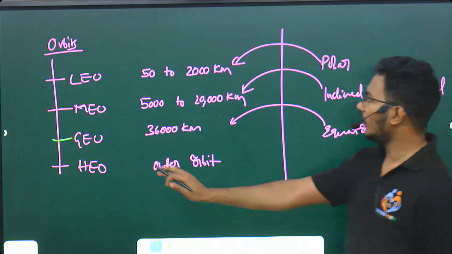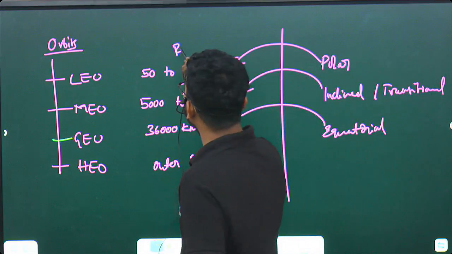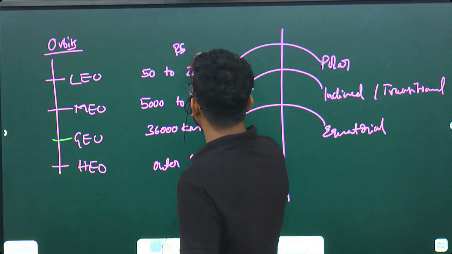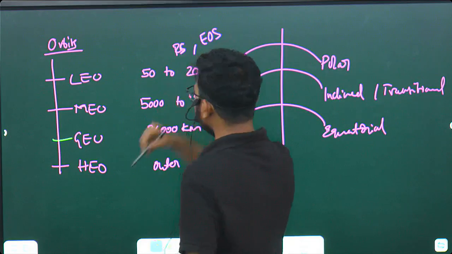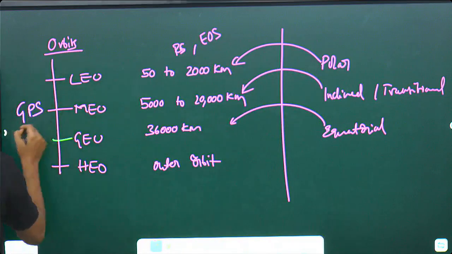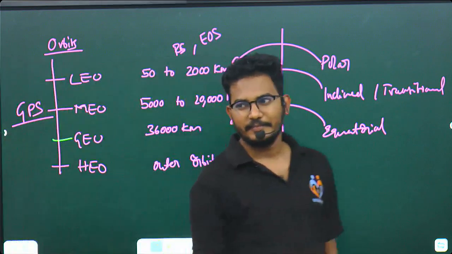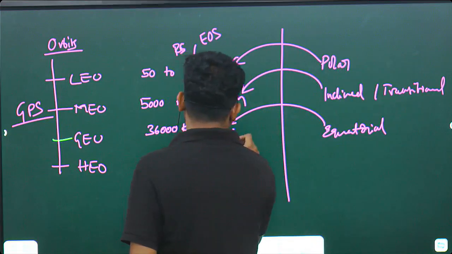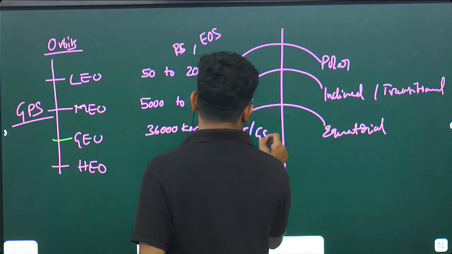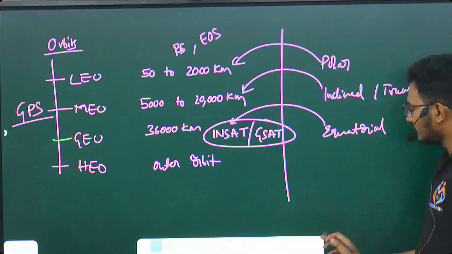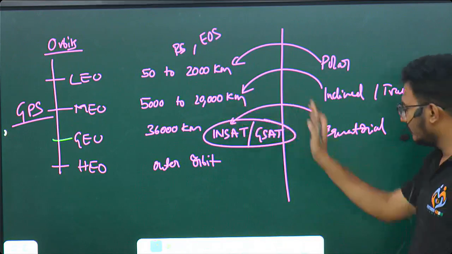And in the LEO I have told you remote sensing, earth observation, EOS. MEO, GPS. GEO, INSAT or GSAT. And this is the conclusion. And then we have seen launch vehicles.